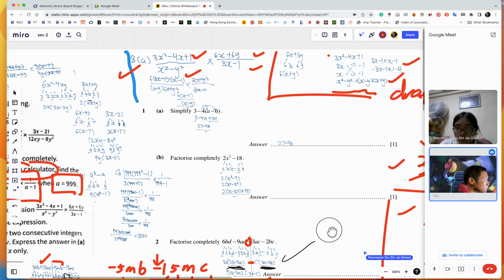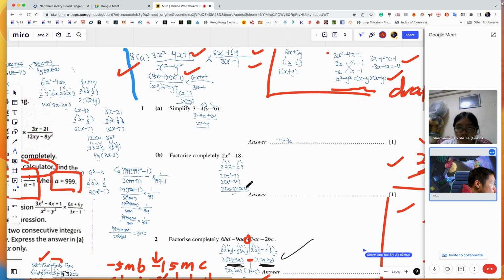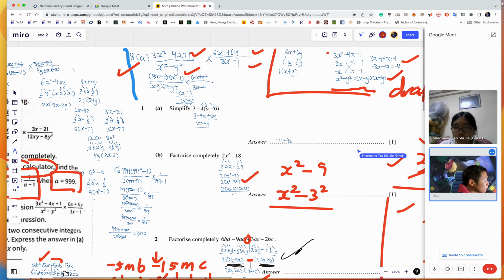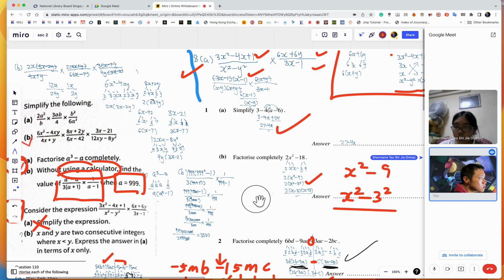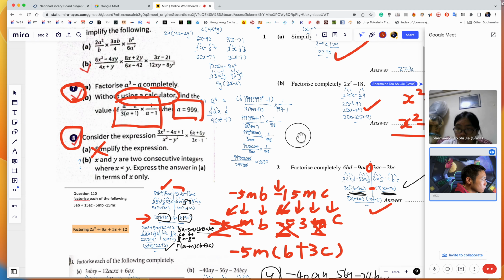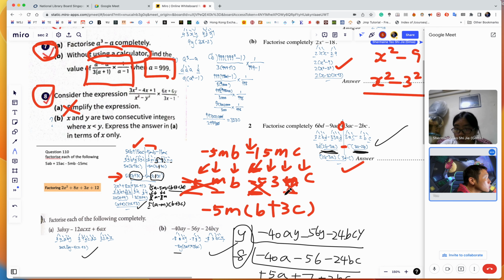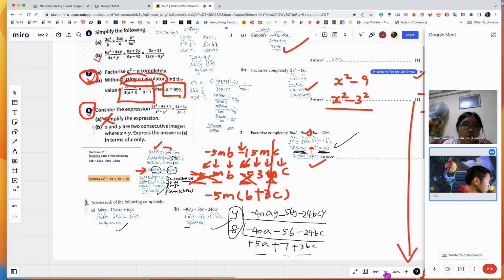Okay, good. Next. This one is good. Once you see x squared minus 9, you need to look for this kind of square everything, then continue to solve it using the formula. Okay? This one, correct. So this page you did pretty well. Yep, you have done pretty well.